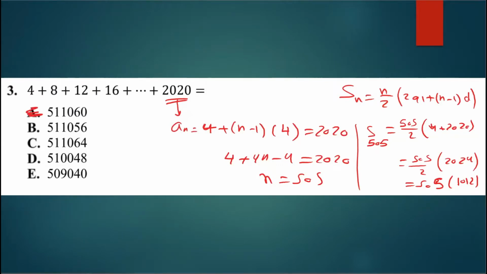I use another form of the rule, if you didn't see that before. Sn is n over 2 times a1 plus an directly, because I know an in this one, so I use this other form. Of course, both forms are nice, but sometimes you don't know an, so I use the second one.